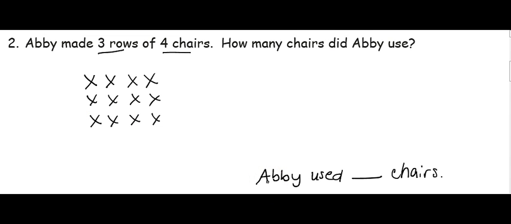The repeated addition problem for this would be 4 plus 4 plus 4, each 4 representing the number of chairs in 1 row. Well, 4 plus 4 is 8, plus 4 is 12. So Abby used 12 chairs.